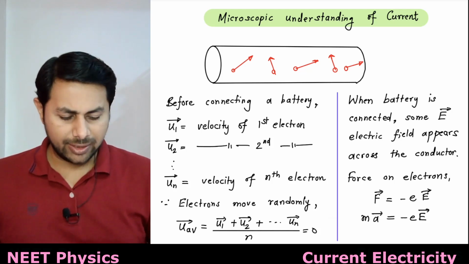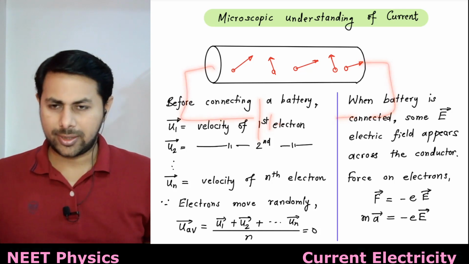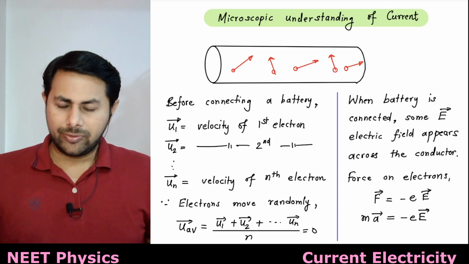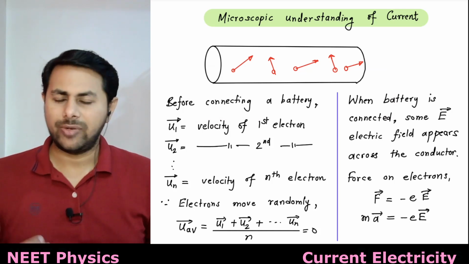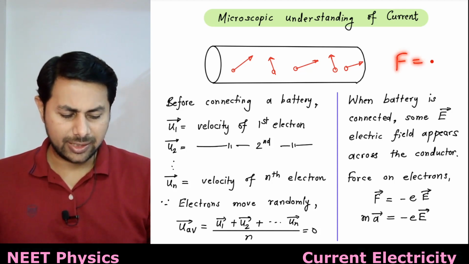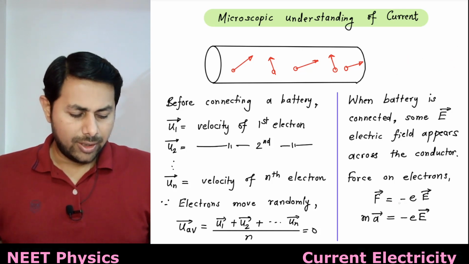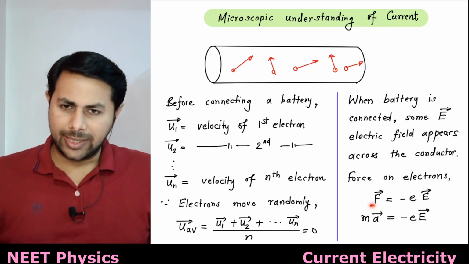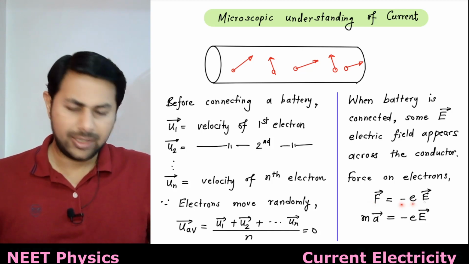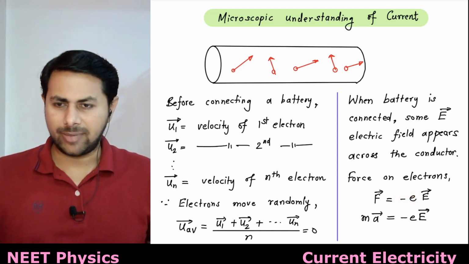But now when you connect a battery, that is when you apply some potential difference, or you can say the electric field, okay. So when you apply some electric field, these electrons will experience some force, right? How much force will they experience? That is the charge on the electron multiplied by the electric field, okay. So in vector form you can write the force experienced by electrons is F bar is equal to what? Minus e times the electric field E bar, where e is the charge on the electron.